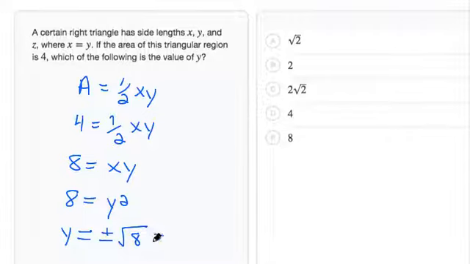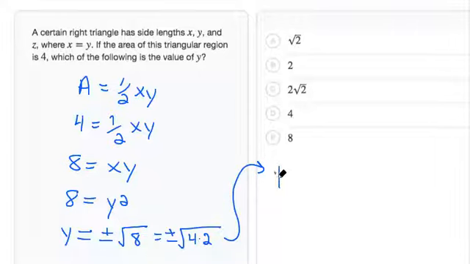Now if we simplify this a little bit further, we can break apart 8 as 4 times 2, so plus or minus the square root of 4 times 2, because 4 is a perfect square that we can then take the square root of and pull a 2 outside. So we'll end up with y is equal to plus or minus 2 square root of 2.